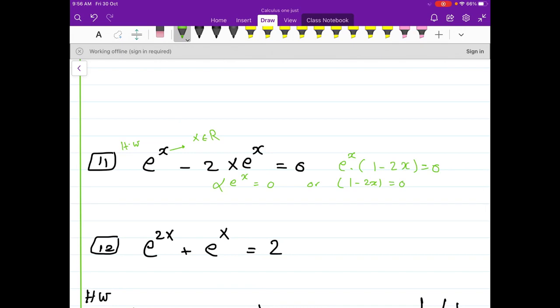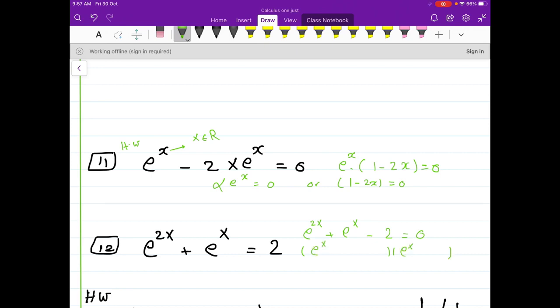And also e to the power 2x plus e to the power x equals 2. Hint: first you can write the equation as e to the power 2x plus e to the power x minus 2 equals 0. Notice there is no problem with x, it belongs to R. You can factor this equation.